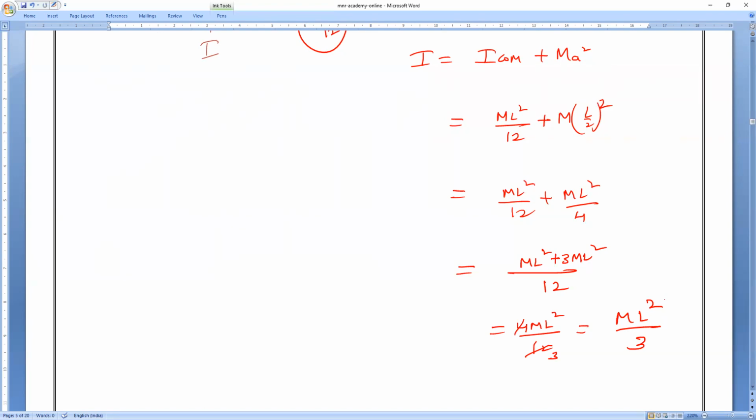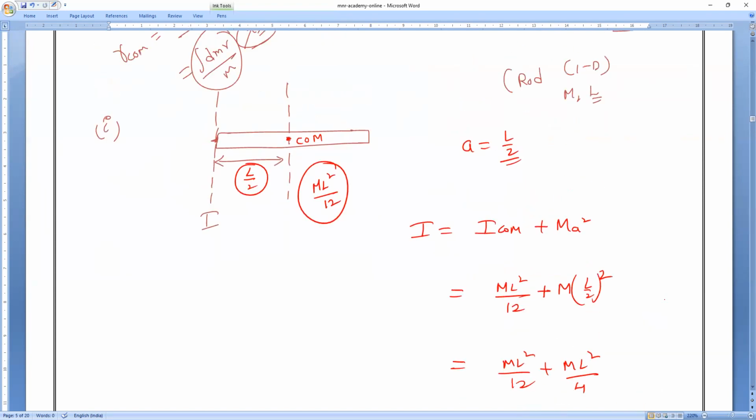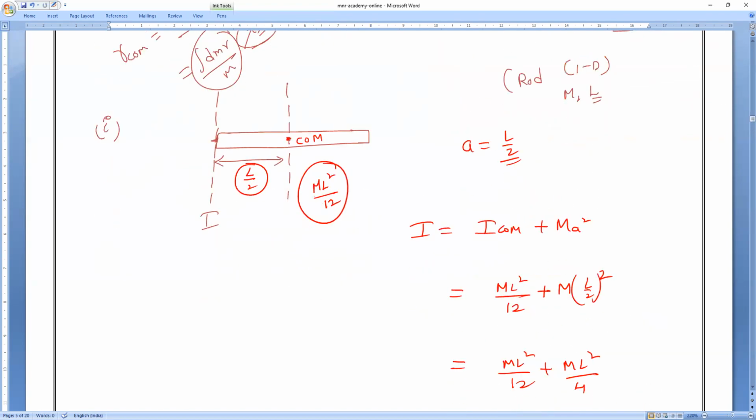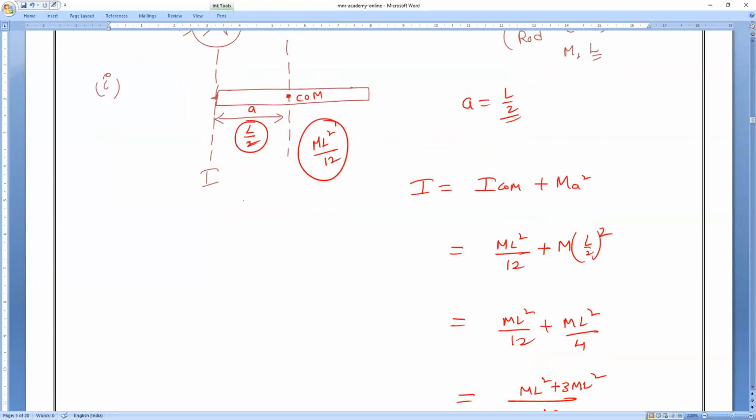So this is for the one-dimensional one. Do you all understand? So axis of rotation through center of mass, we know that. Now it is at the end. The distance between them is the perpendicular distance A. A will become what? Total means L, and this half means L by 2 only. Any doubt, anybody can ask. Clear?